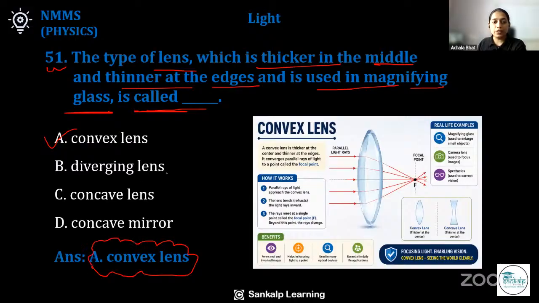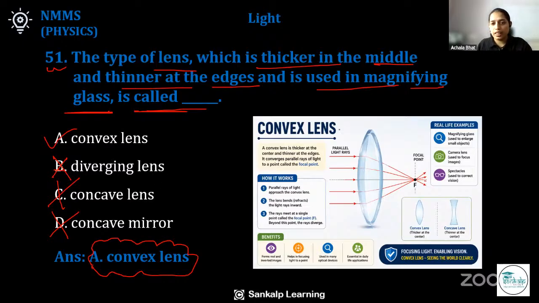B, diverging lens. Which is called diverging lens? Convex lens is not diverging lens, therefore this is wrong. C, concave lens? No. Concave mirror? Wrong. Concave lens is called diverging lens, not converging.